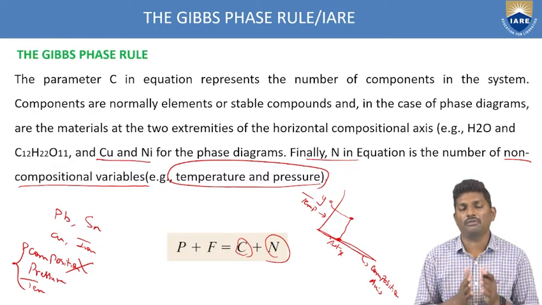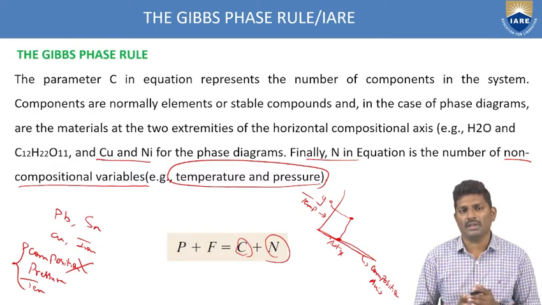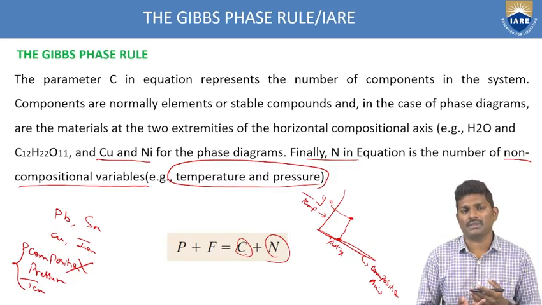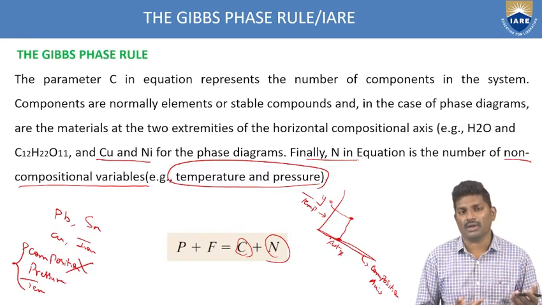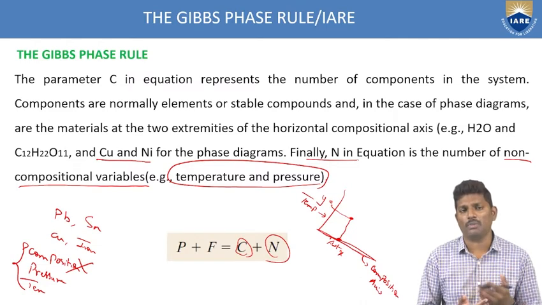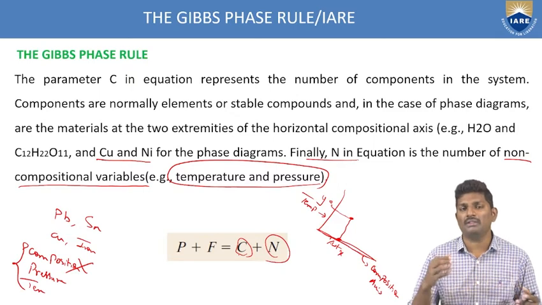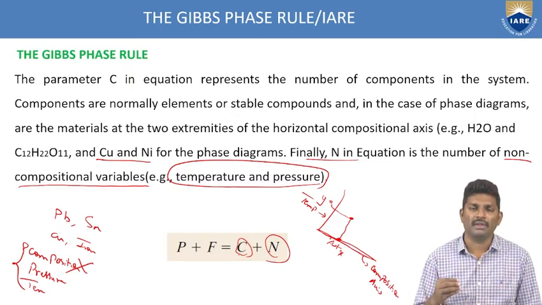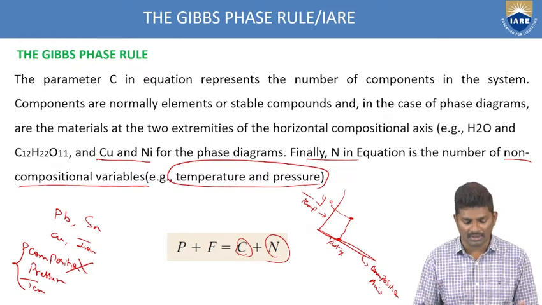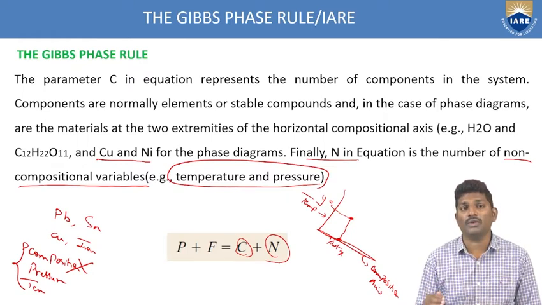Now, totally we have 4 variables in the Gibbs phase rule. First, P stands for the number of phases and F stands for the number of degrees of freedom. Those are the components which are externally controlled, like temperature, pressure and the composition. And the C stands for the number of components present, whether it is 2 components, 3 components or 4 components. How many components are present in the phase rule can be identified with the help of C. And coming to the last term, here we have the N. So N represents the non-compositional variables, that is the temperature and pressure.